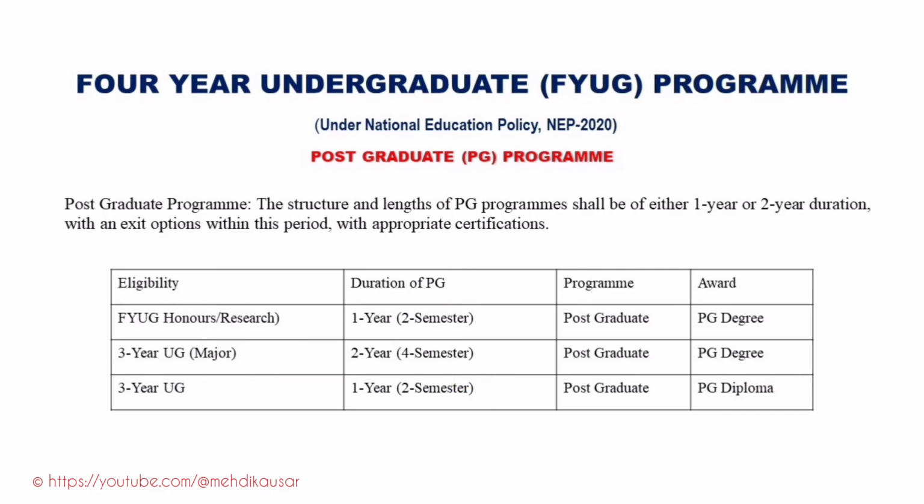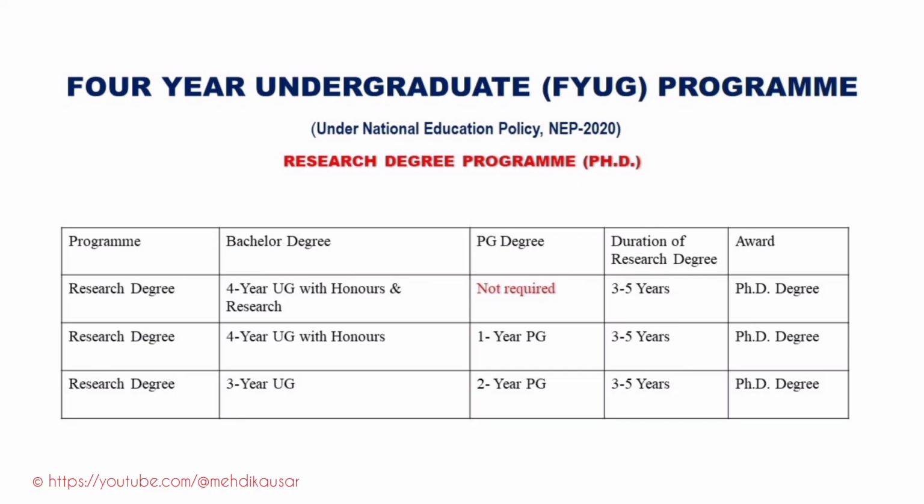And the students who exit after successful completion of this course after 1 year will be awarded a postgraduate diploma. An important aspect of the FYUG degree is that students who complete a 4-year UG degree with honors and research are eligible for direct admission to the doctorate degree program, that is PhD degree, without PG degree. This is a benefit of the FYUG program.